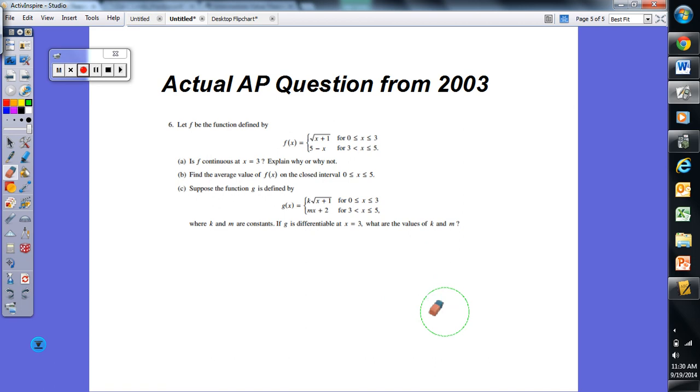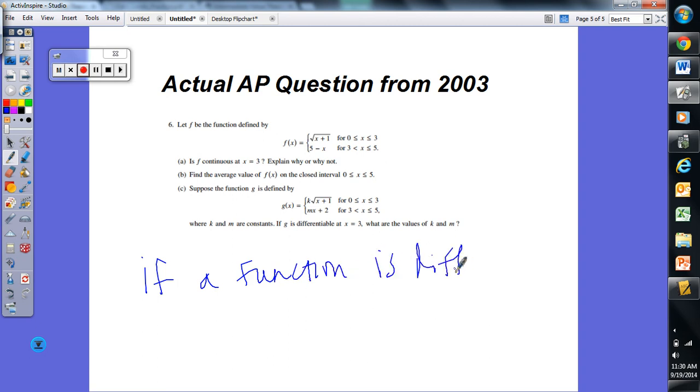Suppose g is defined by that piecewise function, where k and m are constants. If g is differentiable at x equals 3. Now, what we haven't talked about is anything with derivatives yet, but differentiability implies continuity. So if it is, this is important, write this down somewhere. If a function is differentiable, that word, then it must be continuous.